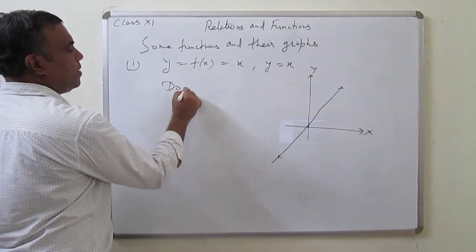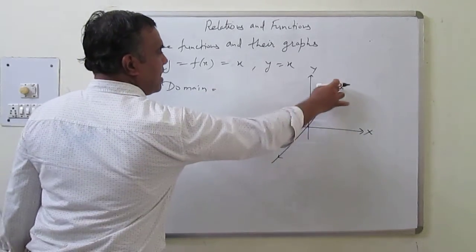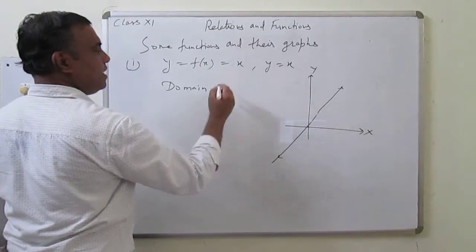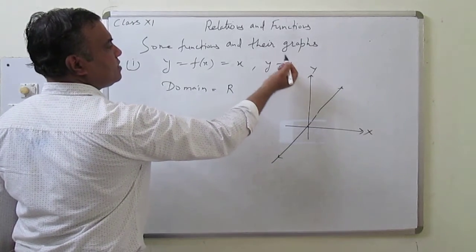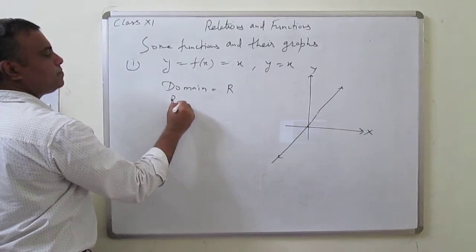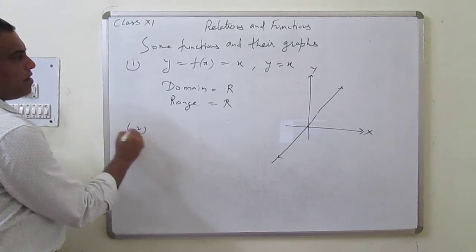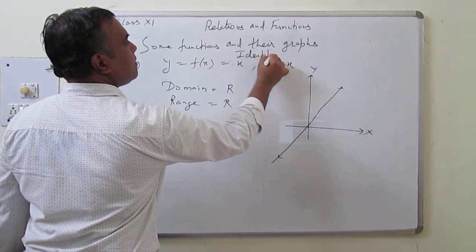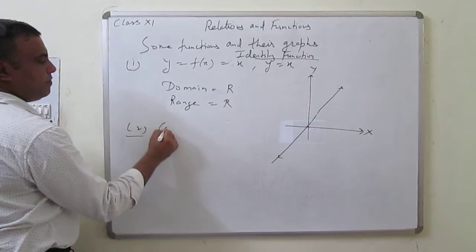Now, what is the domain of this graph? Domain is equal to x. So what is the value of x? Real number. And range is also, if you put x as 1, 2, 3, 4, 5, 6, you will get the value of y. So range is also real numbers. Second, I will take the graph of a constant function. This one is called the identity function.